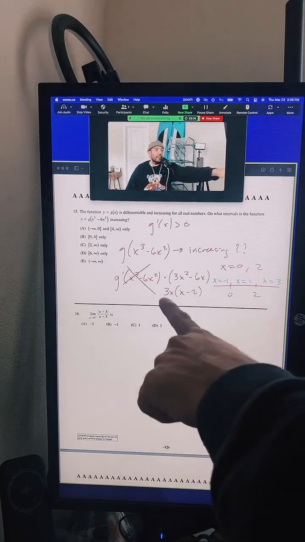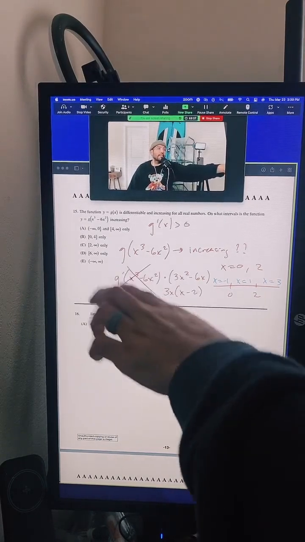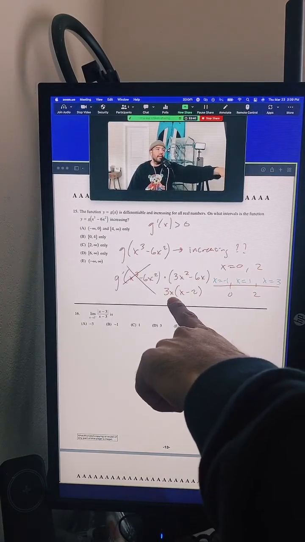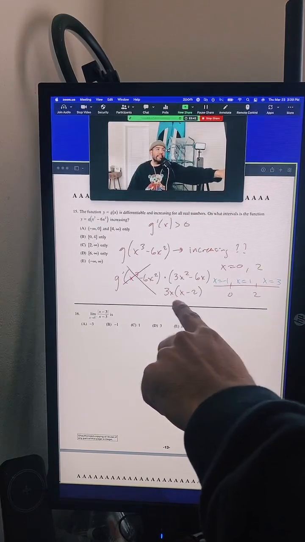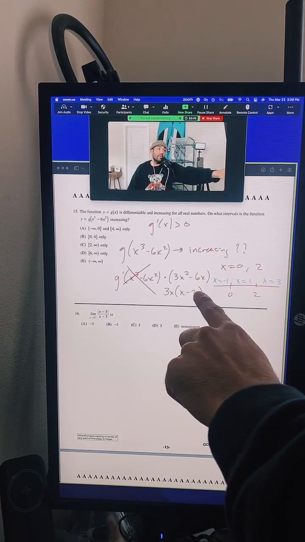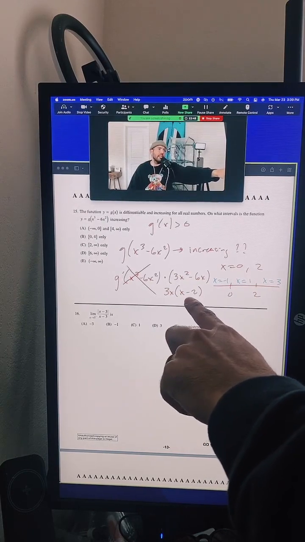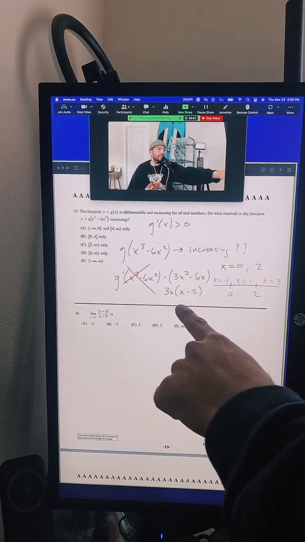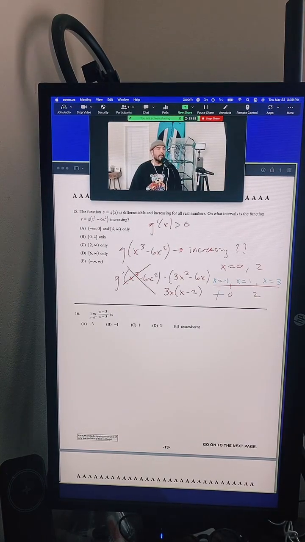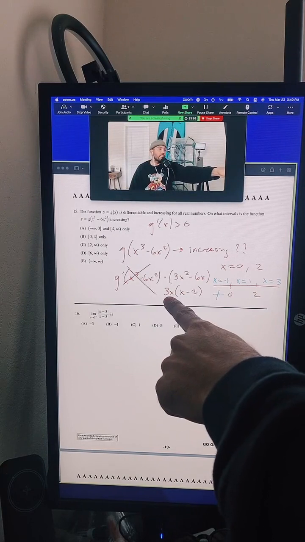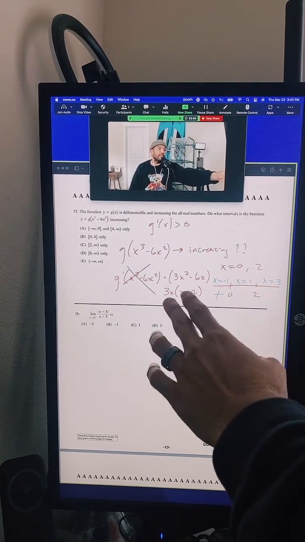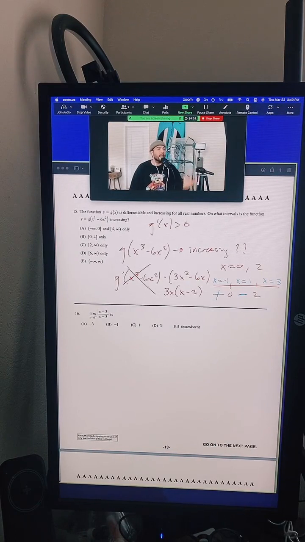If you plug in -1 into this, again, we don't care about this because that's always positive. When you plug in -1 here, you get 3 times -1, so that's a negative, times -1 minus 2, that's also a negative. So we have a negative times a negative, that makes it a positive. You could do the same thing for 1. 3 times 1, positive. 1 minus 2, that's a negative. So those multiply together, make it a negative. And we'll do the same thing for 3. A positive, and then that's a positive, so that's a positive. So when is the function increasing? It's between 0 and 2.